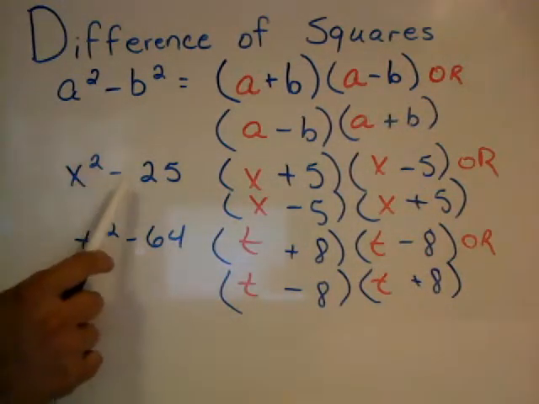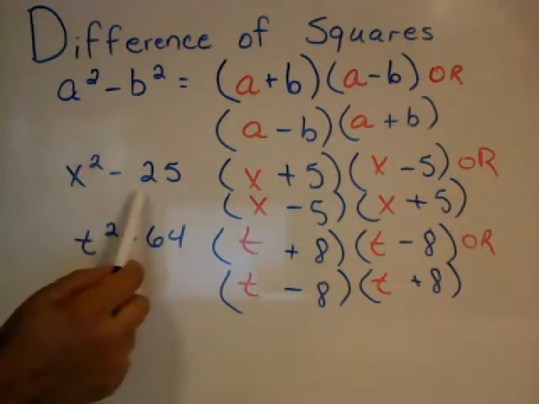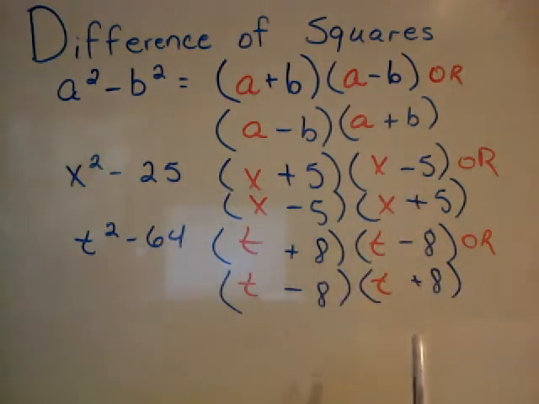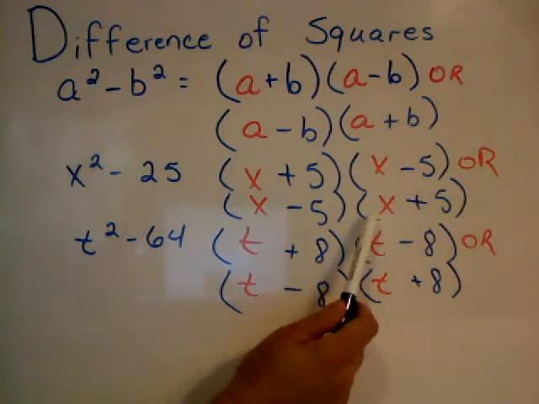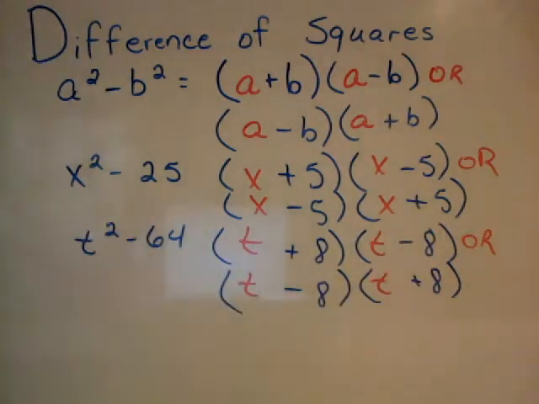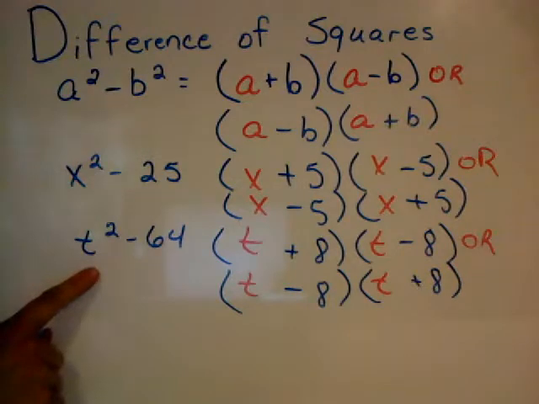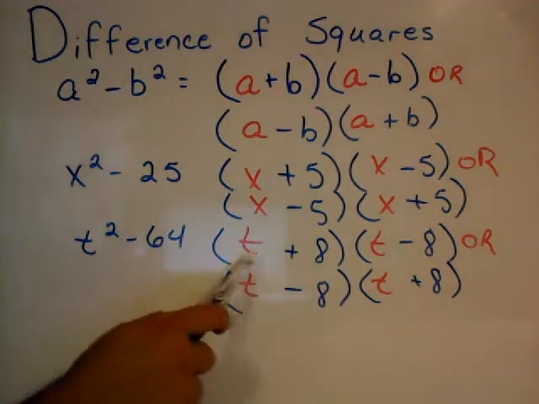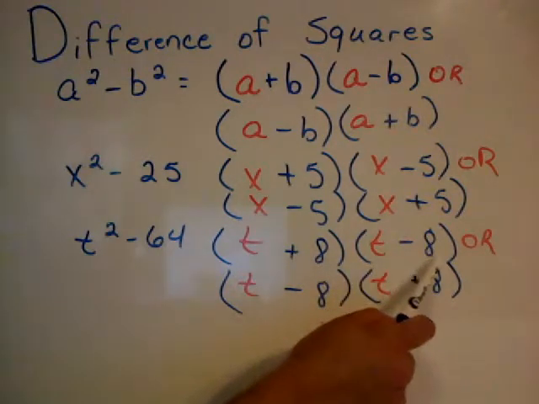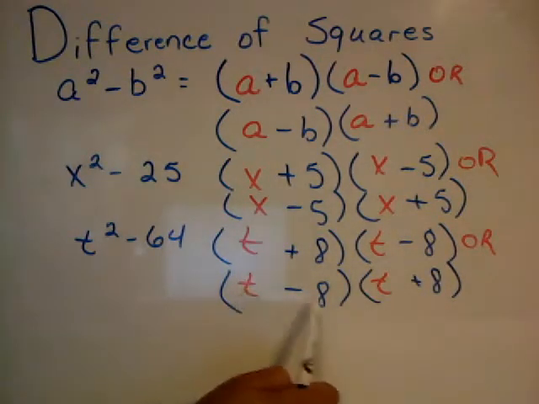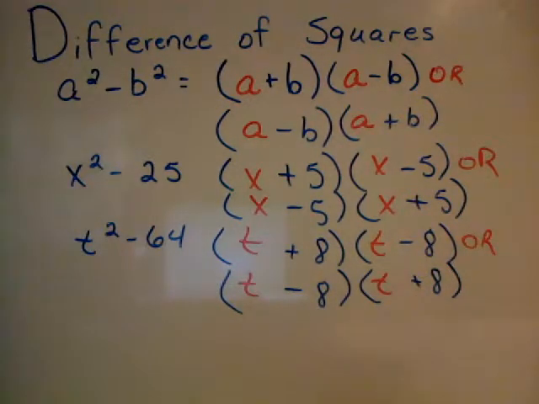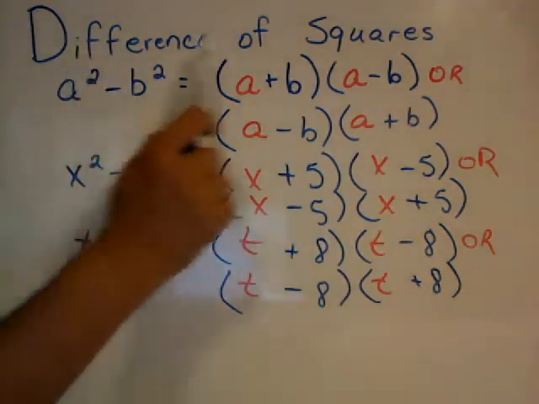x squared minus 25. We know we can rewrite this as x plus 5 times x minus 5, or x minus 5 times x plus 5. t squared minus 64. We know that we could write it t plus 8 times t minus 8, or t minus 8 times t plus 8. So these are examples of difference of squares.